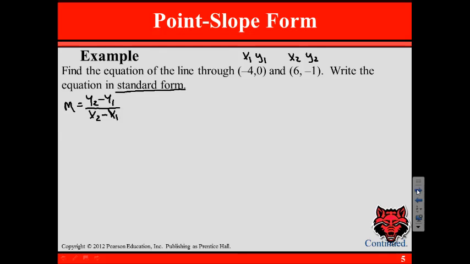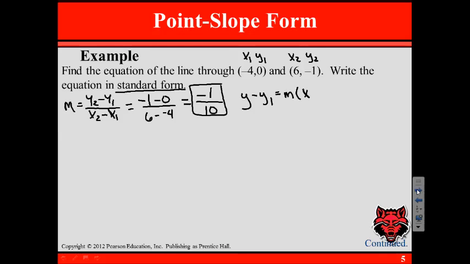And now we can plug in the information that we just labeled. -1 minus 0 over 6 minus -4. That becomes -1 over 6 plus 4, which is 10. So we now have a slope, -1 over 10. We have a slope, we have an x1, y1, so we can write our point-slope form and fill in the appropriate information.